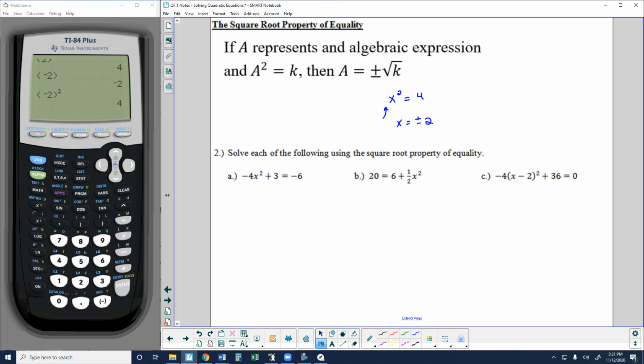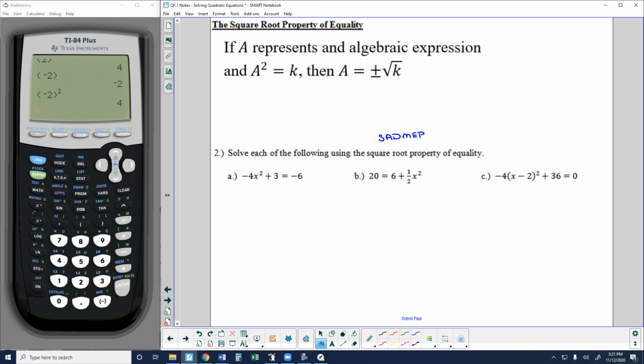So this property is going to help us to solve when we have to find a value for x and there's no way for us to factor in this instance. Again, we're following the reverse order of operations. You remember PEMDAS, and we can go backwards here, SADMEP. The first thing we want to do is get the variable by itself. If I take a look at 2a, it says solve each of the following using the square root property of equality, or reverse order of operations SADMEP.